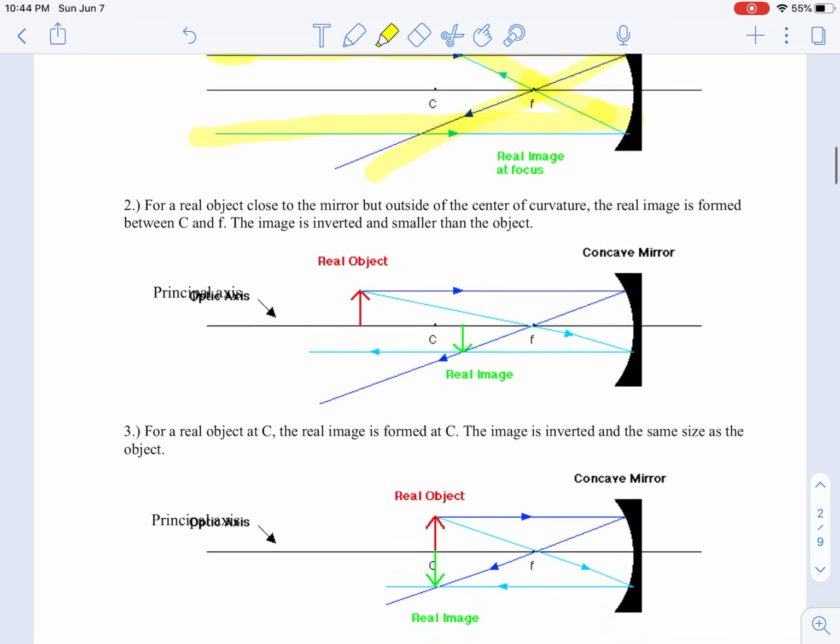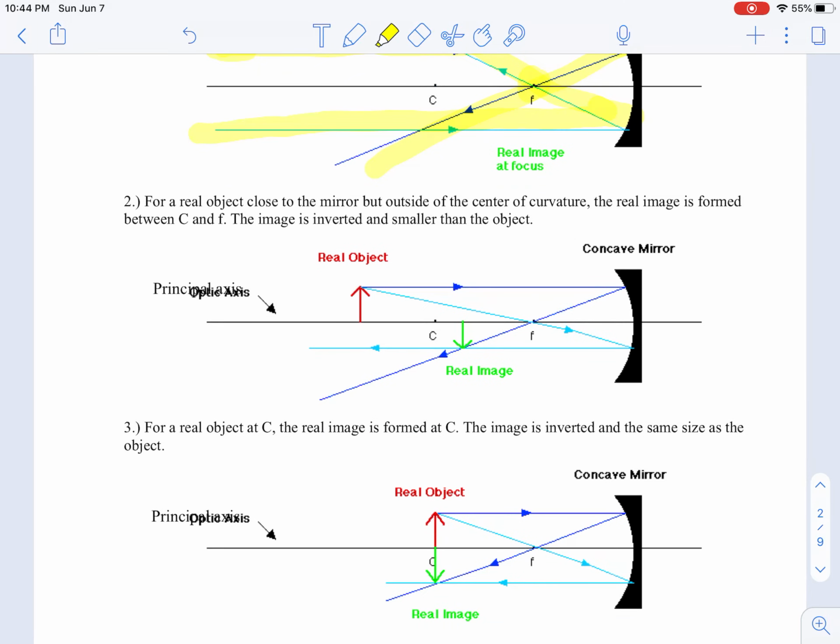Number 2 is a little more common, so let's look here. This is what I do. This is what I would try for every single one of my ray diagrams. You do it over and over again, and it works most of the time. So here's our object, a real object, okay? And all they're doing is using an arrow. It just makes things simple.